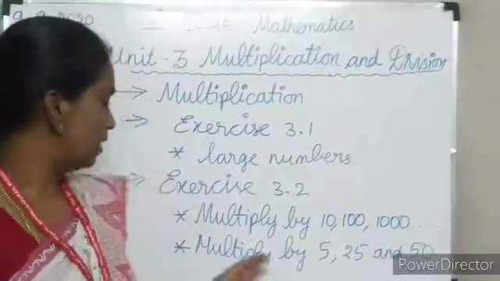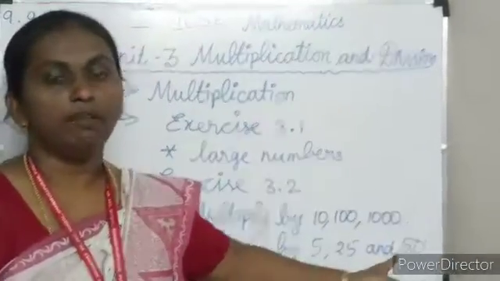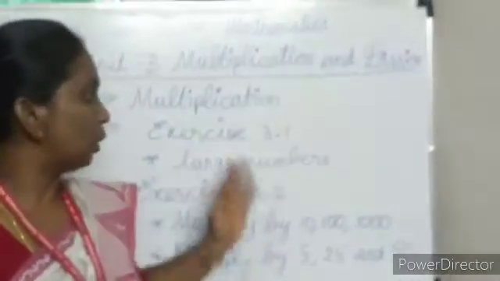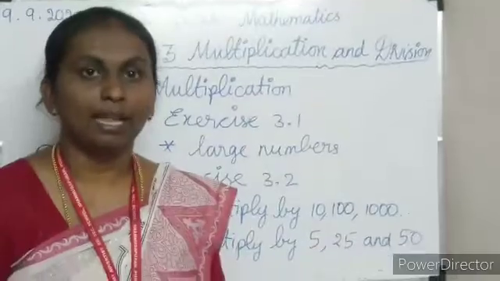Next is multiplication by 5, 25 and 50. These are all the things we are going to see in this unit in today's class. Let us go to the exercise section now.